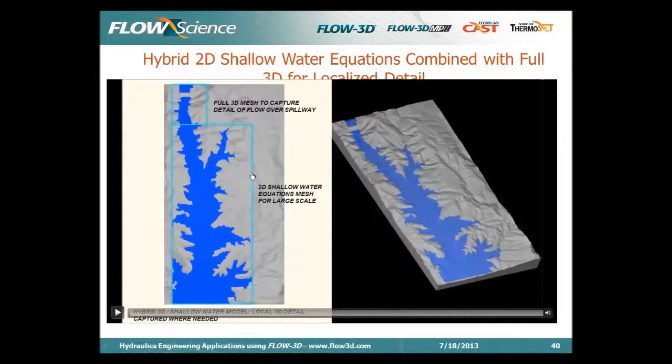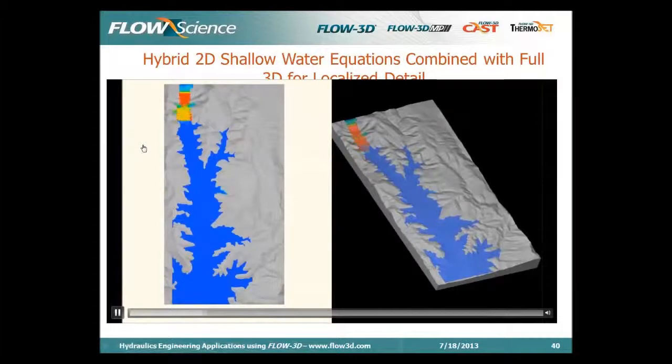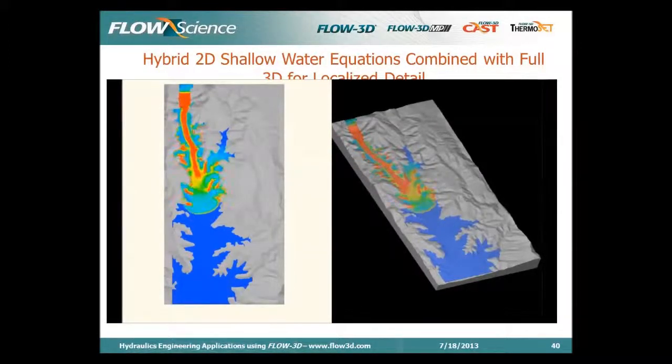This is an example of the hybrid 3D mesh I was talking to you about earlier on. So we have a high resolution mesh here and a low resolution, well, the 2D shallow water equation mesh down here. So what we see is water coming out of a spillway and then propagating down the basin.